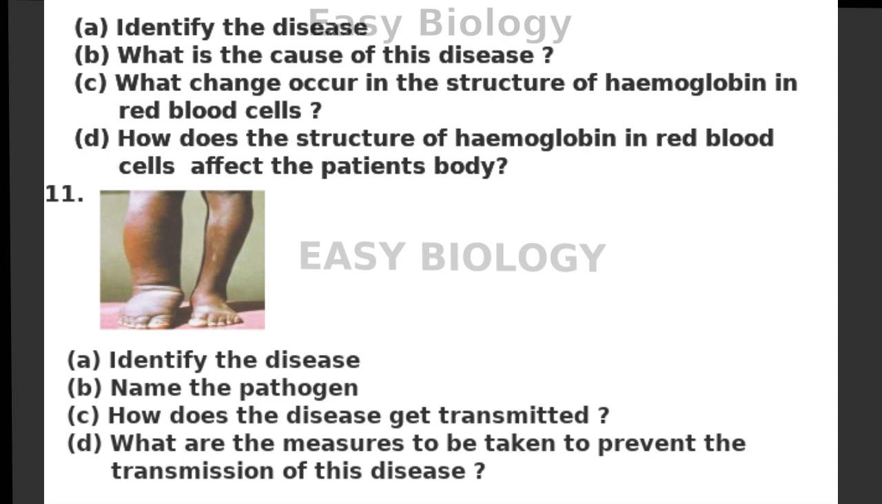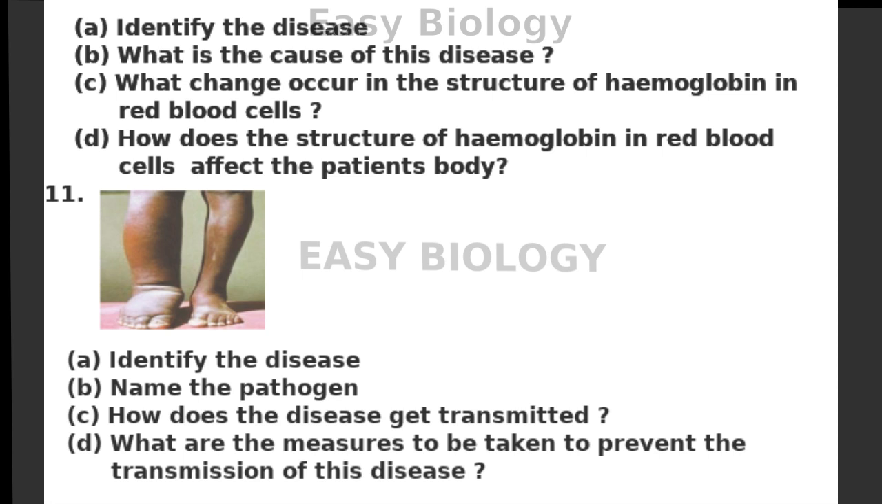The defect in genes. The defect in genes may cause deformities in the sequencing of amino acids, which are the building blocks of hemoglobin. Question 10C. What change occurs in the structure of hemoglobin in red blood cells? The structure of hemoglobin in red blood cells changes. The disc-shaped RBC bends like a sickle.